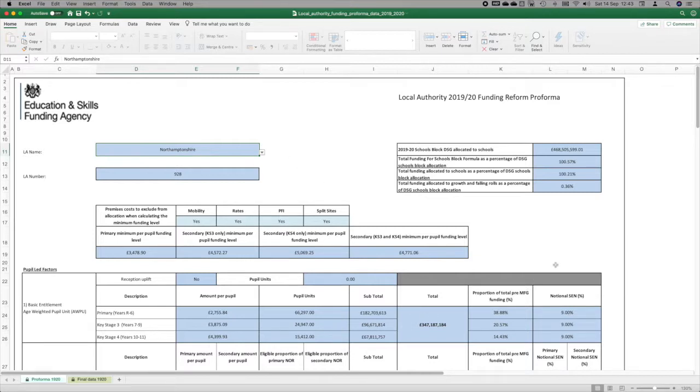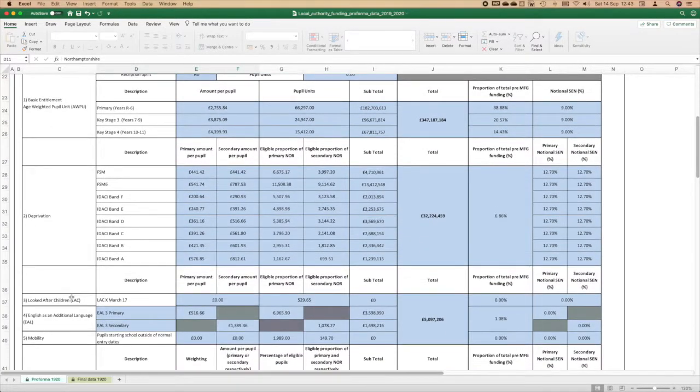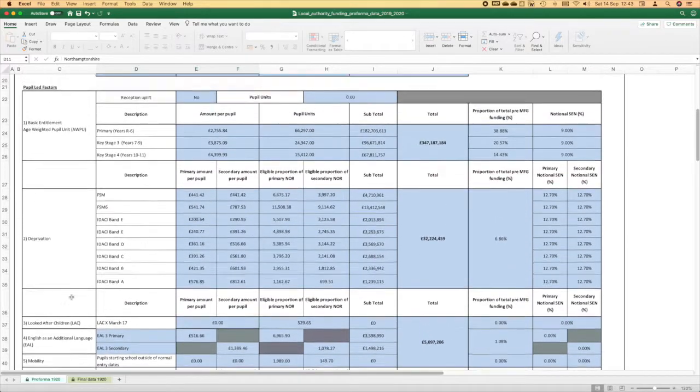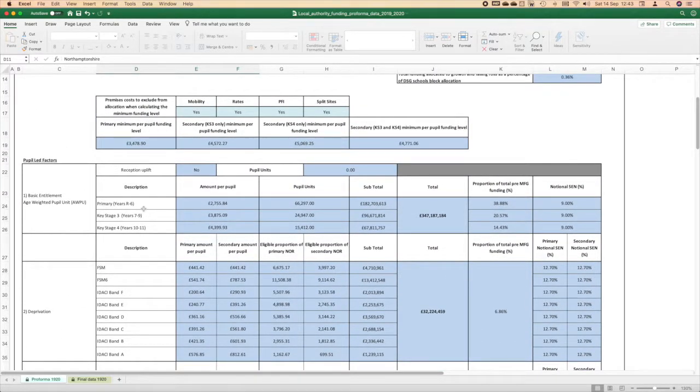And what we can see over on the left-hand side are what we call pupil-led factors. And you will see that none of them actually refer to SEN or SEN-ness. And that's because that's a perverse factor. In other words, you are in control of whether a child is SEN or not.